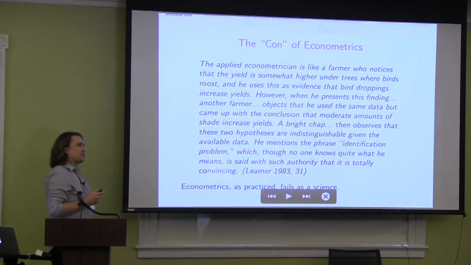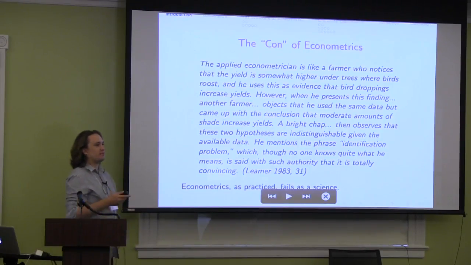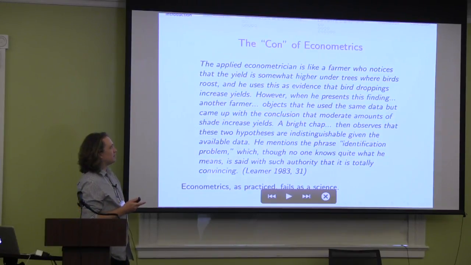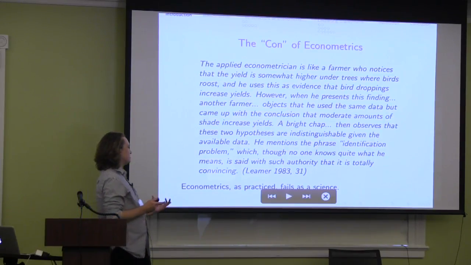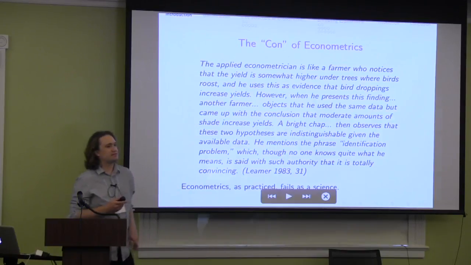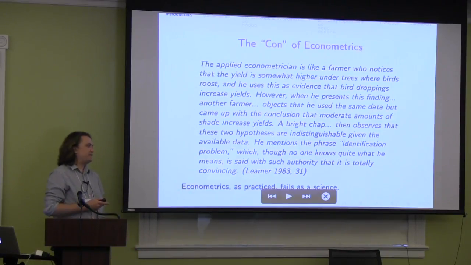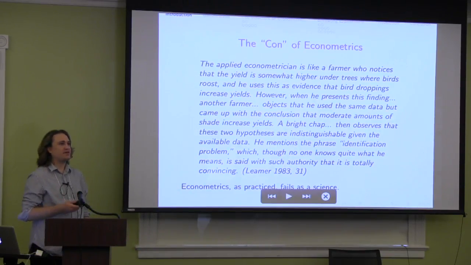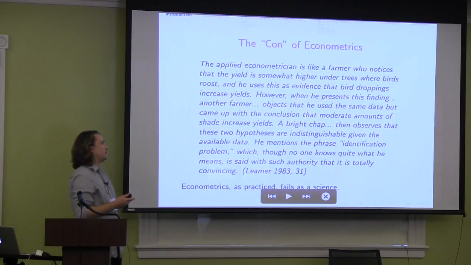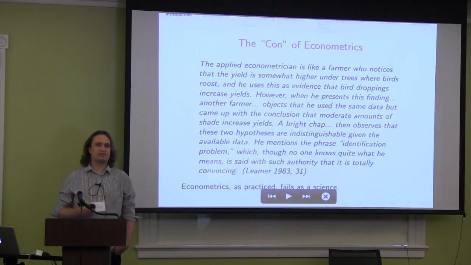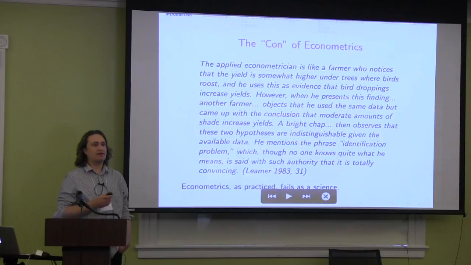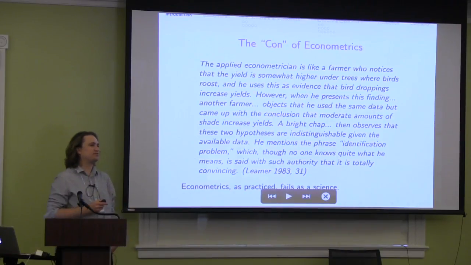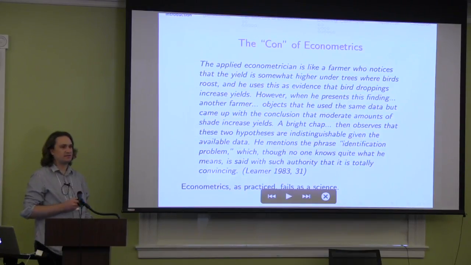And so Leamer here is lampooning econometric practice. I think at the heart of it is the argument of Leamer that econometrics as it's practiced circa 1983 fails as a science. And one of the reasons it fails is the subjectivity and the lack of robustness of econometric results. And he really keys in on the subjectivity. And he ends with a plea for sensitivity analysis and things like that.